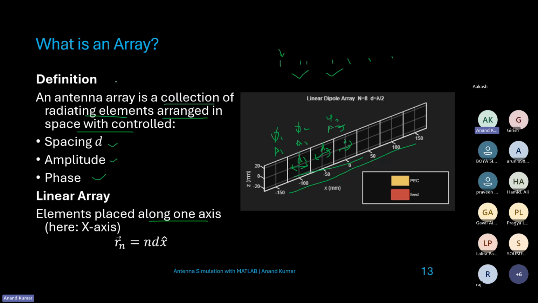An array also need not have the same elements. You can also have a dipole and a monopole, and then have a slot. You can combine all these different elements and create an array of different elements.